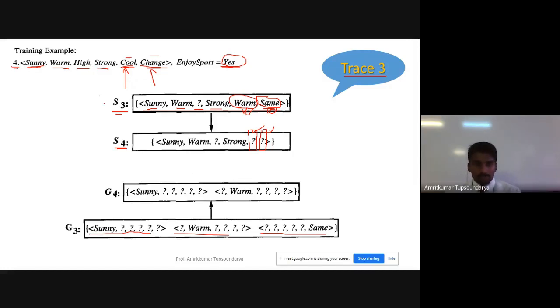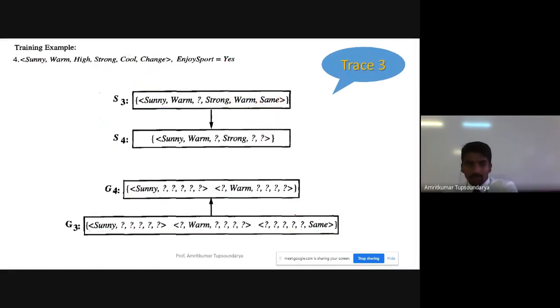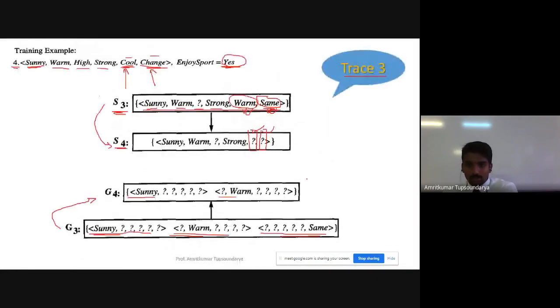So from this specific hypothesis, we moved up to one more hypothesis S4, which was less specific compared to S3, or you can say it is more general than S3. Now, at the same time, you can see here sunny, warm, and same. We have updated this G3 to G4, which is sunny, warm, and the same has been removed. The reason why it has been removed is because you can see there is a conflict.